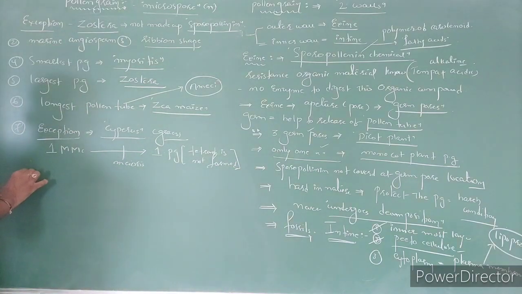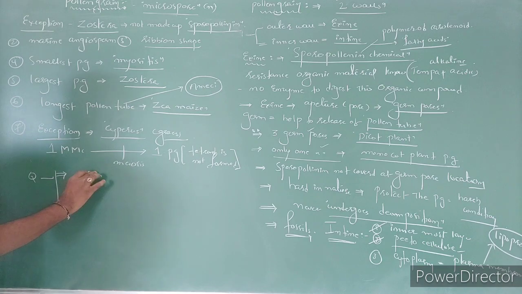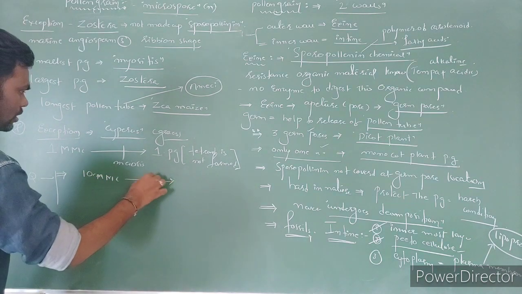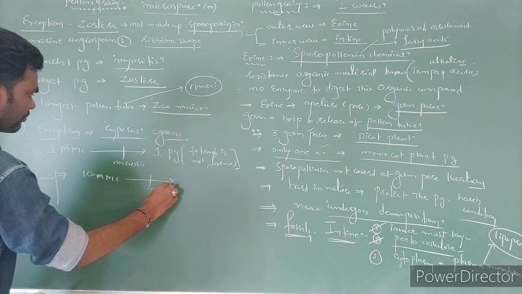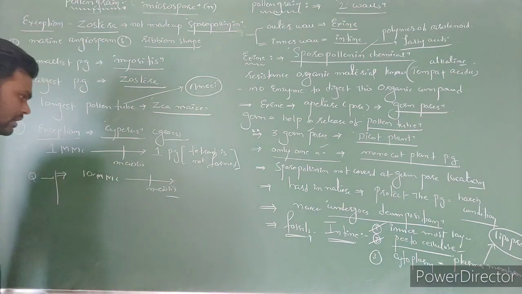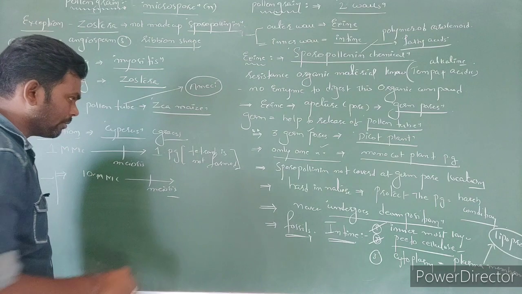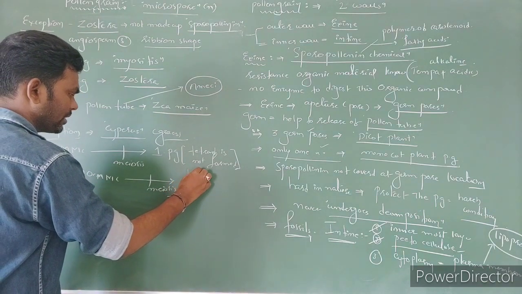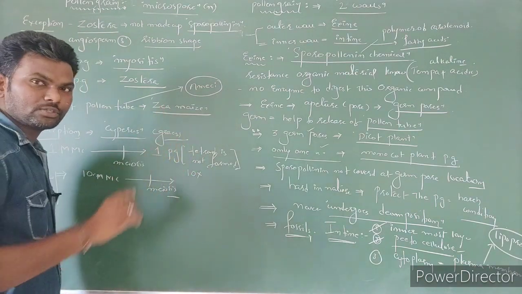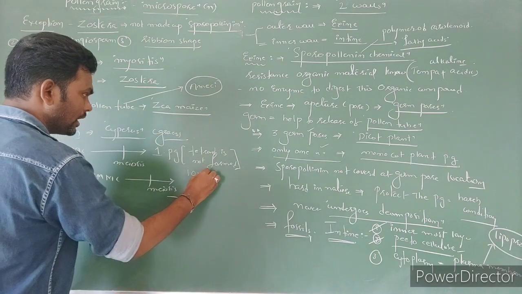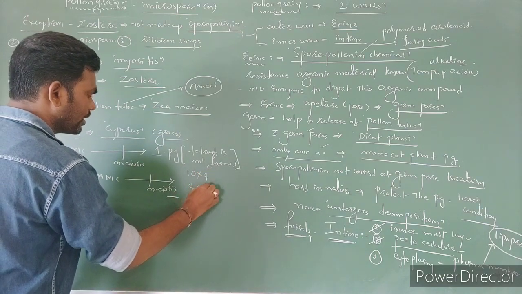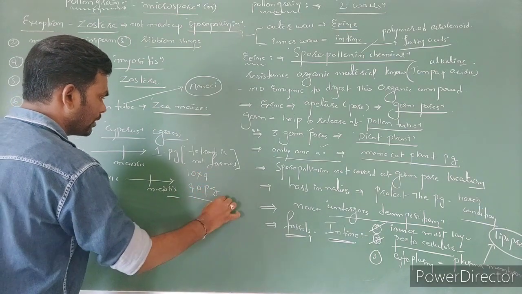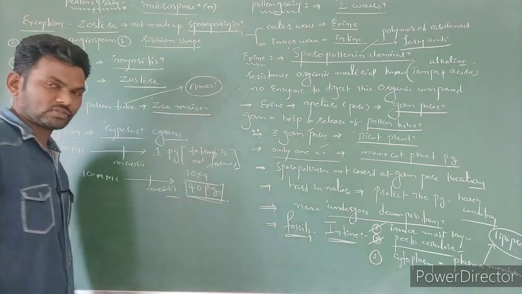For example, in the competition exam, the questions are, for example, 10 microspore mother cells which undergo meiosis division. In the normal case, how many pollen grains are going to form? So 10 microspore mother cells, each one is going to produce 4 pollen grains. 10 into 4, it means 40 pollen grains are formed in normal case.